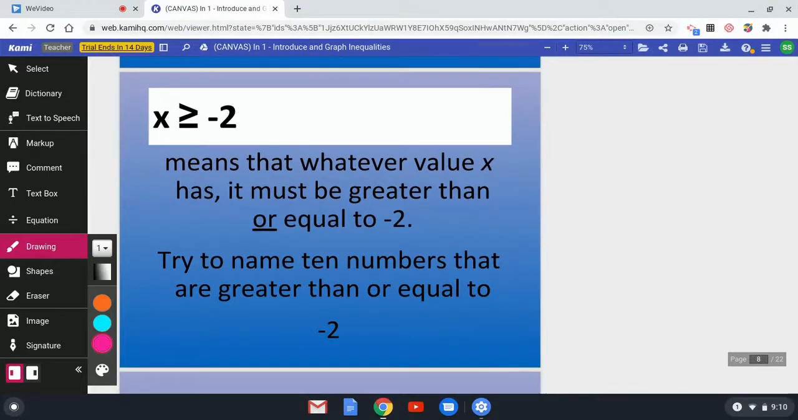So let's look at this. Let's read this. This is how we would read it. X is greater than or equal to -2. So this means whatever value x has must be greater than or equal to -2. Try to name 10 numbers that are greater than or equal to -2. Let's see if you can do it. Go ahead and pause. Name 10 numbers greater than or equal to -2.